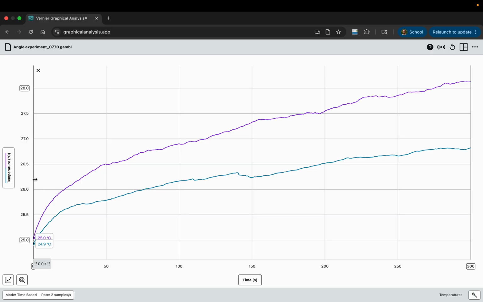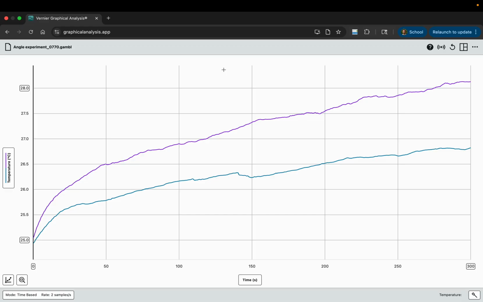If I'm curious what happened after the full 5 minutes, I can go over to time equals 300 seconds and see that the purple line was 28.1 and the blue line was 26.8. I can also look at any time in between if I'm curious. That's a really easy tool to use, and that's how you would get exact data points at the beginning and end of the trial.